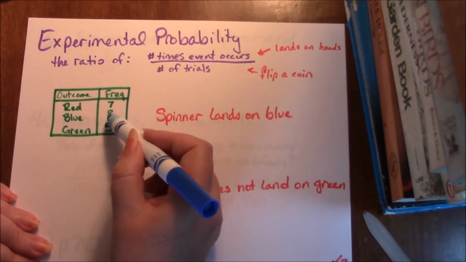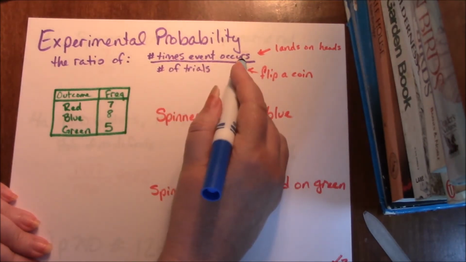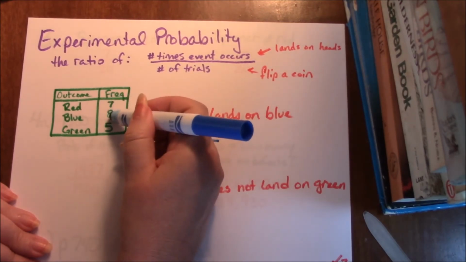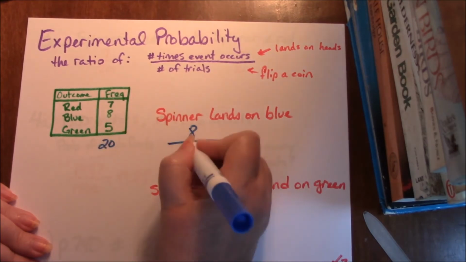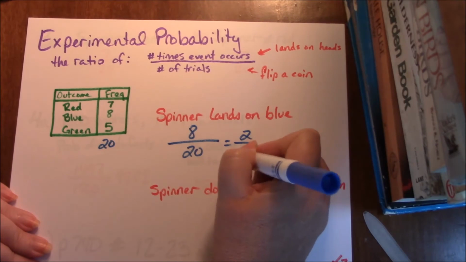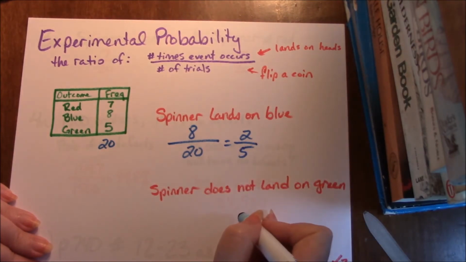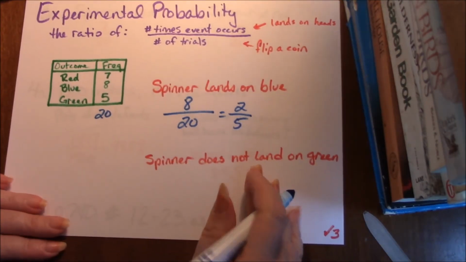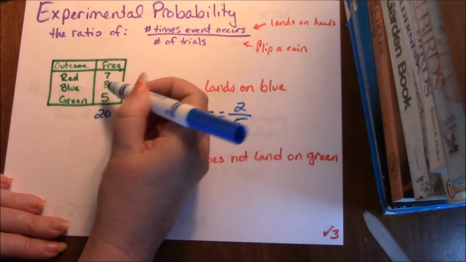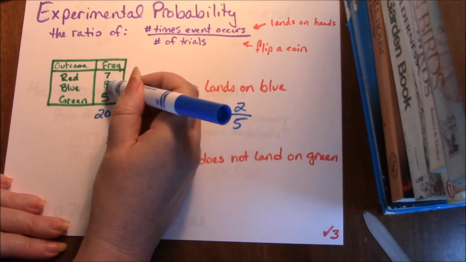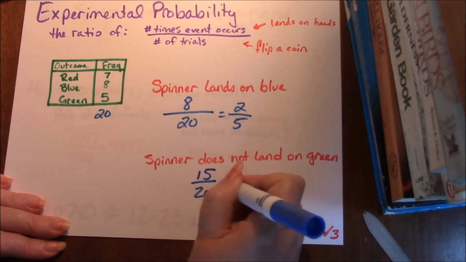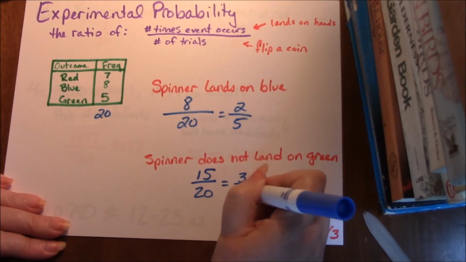That would be the number of times the event occurs, 8, over the number of times total. 7 plus 8 is 15, plus 5 is 20. There are 20 total. And I would reduce this to 2/5. And then the probability that the spinner does not land on green. Well, not green means red and blue, so that's 15 over the total. And I would reduce this.